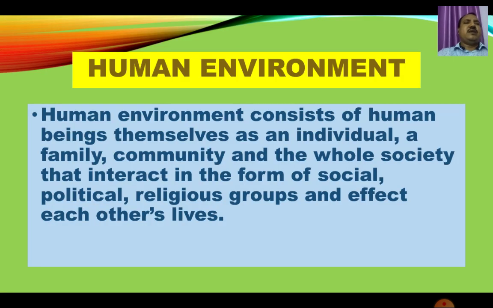The next is the human environment. The human environment consists of human beings themselves as an individual, a family, a community, and the whole society that interact in the form of social, political and religious groups and affect each other's life. So the population or the people come under the human environment. First the individual, men and women, then our family, our society, our community, and all the social, political and religious groups. These are all parts of the human environment.